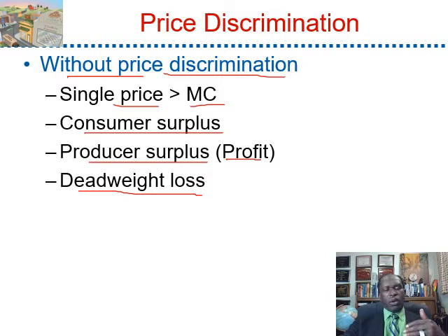Other examples of price discrimination are discount coupons. People will get discount coupons from manufacturers and then go grocery shopping to pay lower prices. Another example would be financial aid to students going to college. They will pay less tuition when they receive financial assistance. Those are examples of price discrimination.